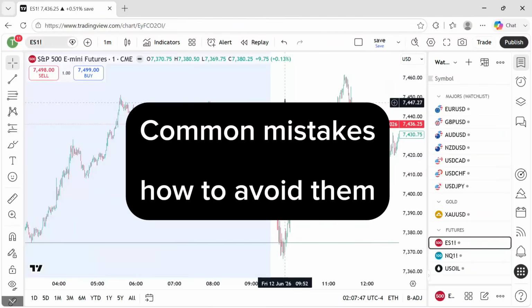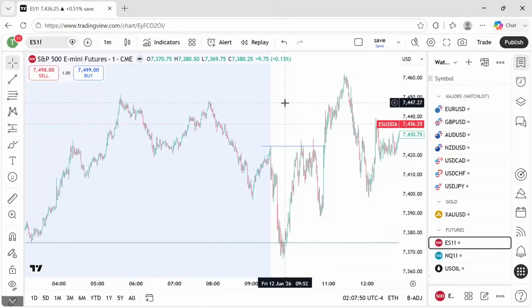Common mistakes to avoid when trading this setup, this strategy.